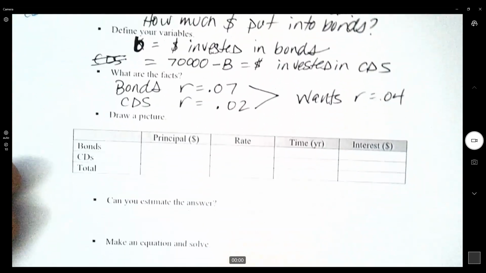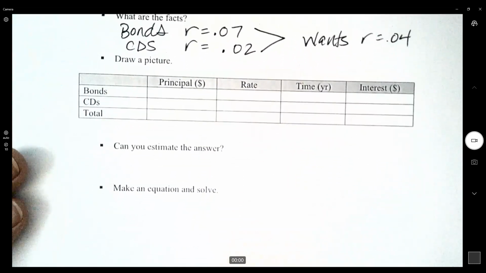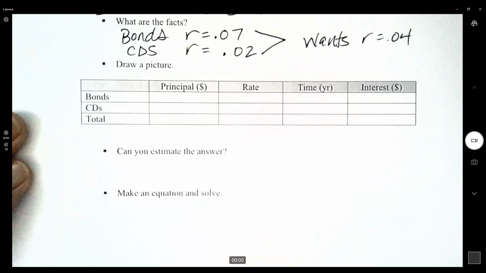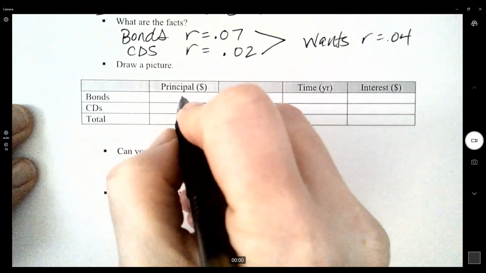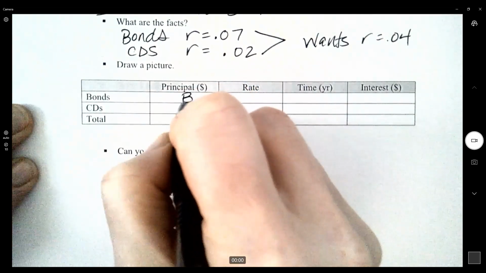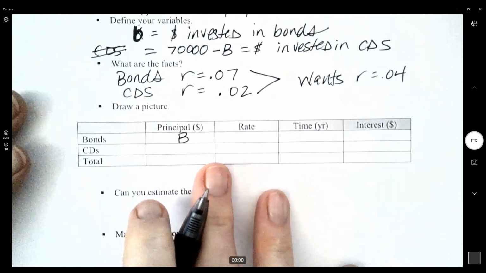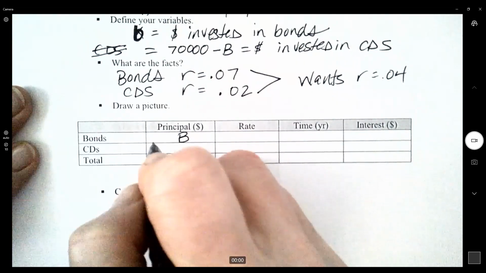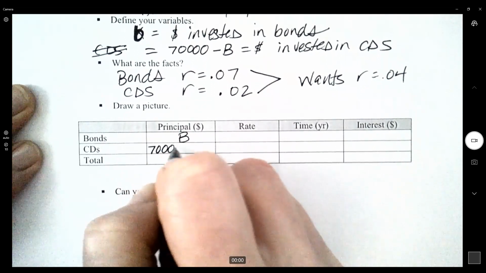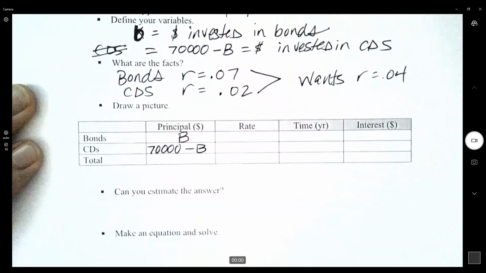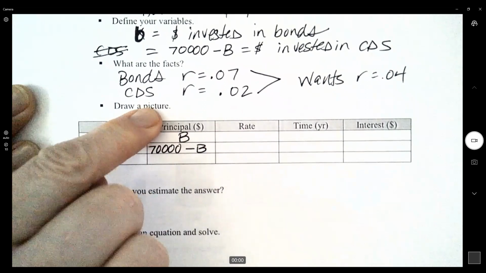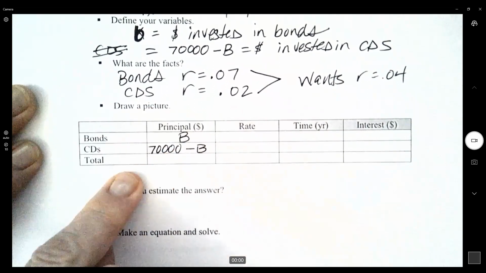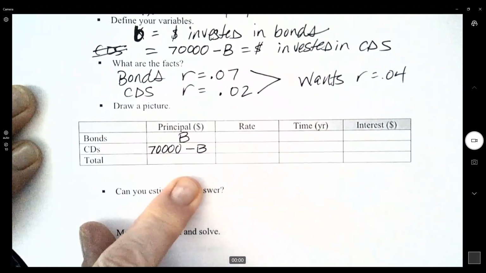So let's make a picture. In this case, it's going to be a table, which will help us in deciding how to create an equation. Well, I know that the principal I put into bonds is going to be the letter B, because that's what I labeled it as up here in our variables. And the amount for CDs we decided was going to be $70,000 minus whatever I put towards bonds. We'll put in the bonds first, and then whatever's left over will go towards the CDs.